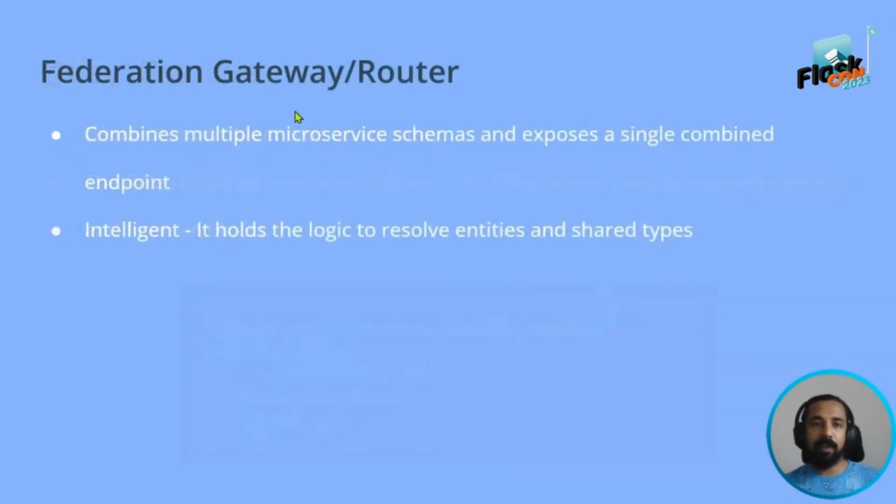Next, we have a federation gateway or router. This is similar to the concept of a microservice gateway. Our gateway or router will combine multiple microservice schemas and expose them as a single unified endpoint. Also, the router is intelligent, so it holds the logic to resolve entities across multiple microservices. Like if the request contains multiple parts which should be resolved from different microservices, the router can intelligently route or direct each of these requests.